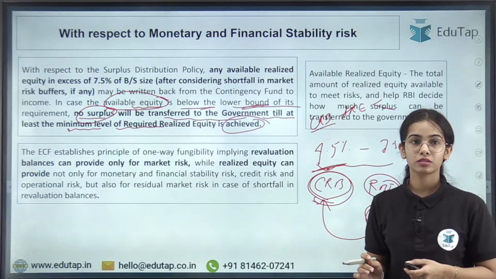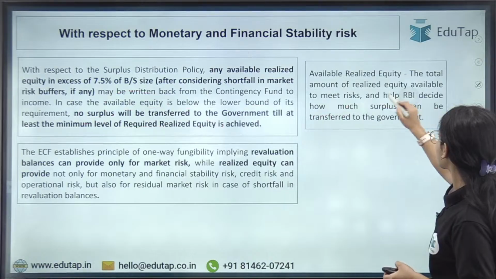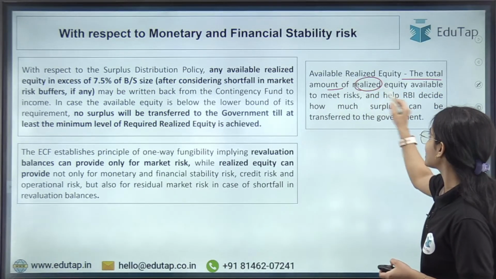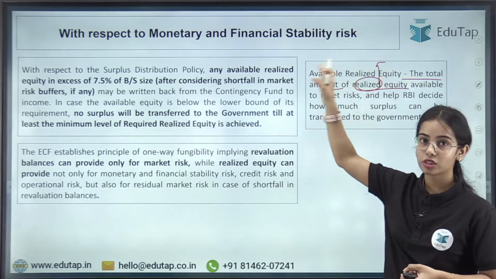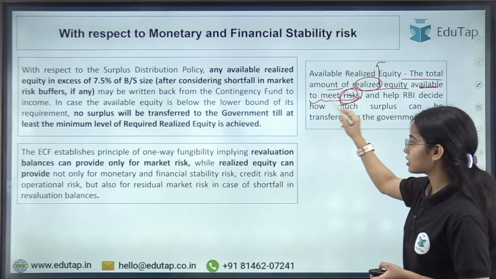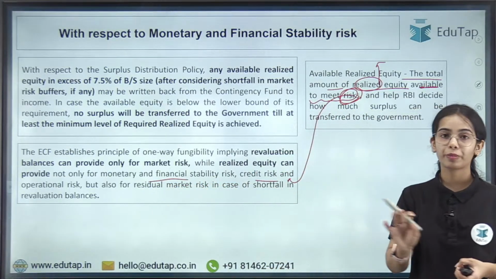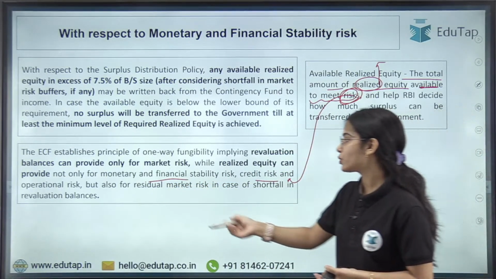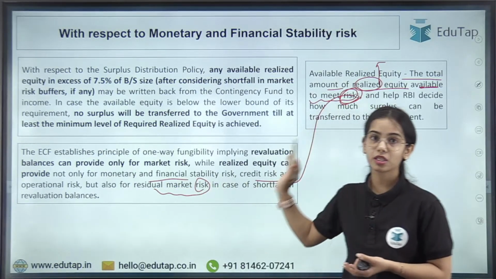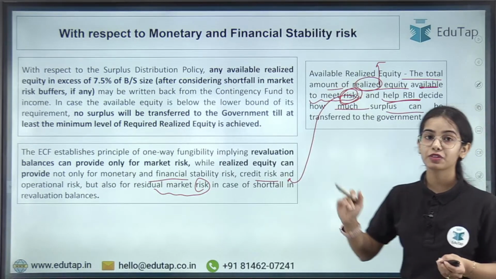Got it? So available realized equity is the total amount of capital or the fund that is available to meet the monetary and financial stability risk, credit risk, and the operational risk, as well as the residual of the market risk buffers, and help RBI decide how much surplus can be transferred to the government of India.